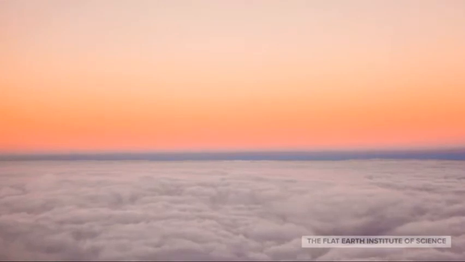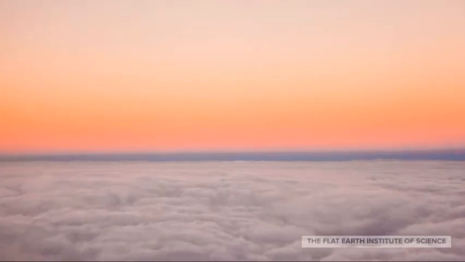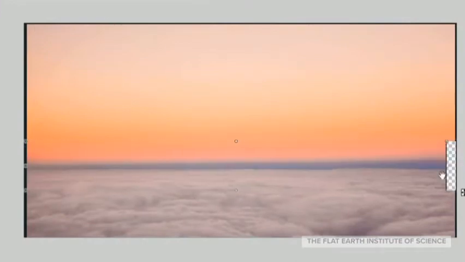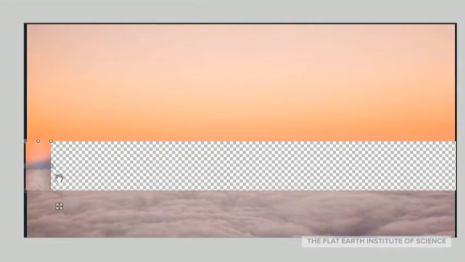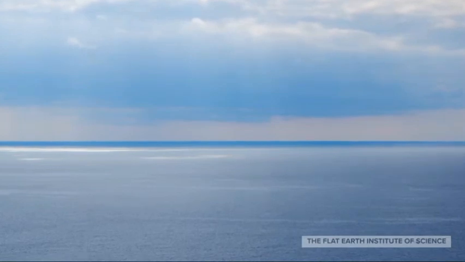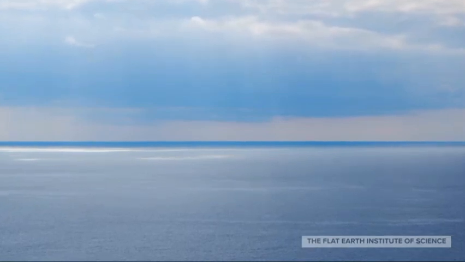Ooh, here's a nice pretty one, taken from above the clouds. Select. Scrunch. And does that look like it proves that the Earth is a globe? No, it just proves clouds are uneven. Let's try this one. It looks like it was taken from a plane, and a lot of people claim to see curvature from planes.